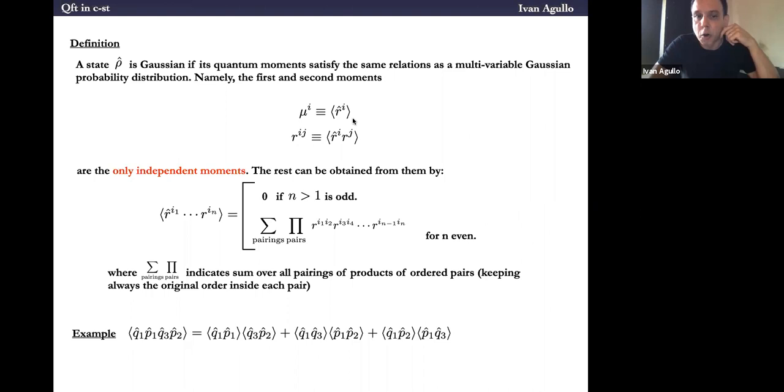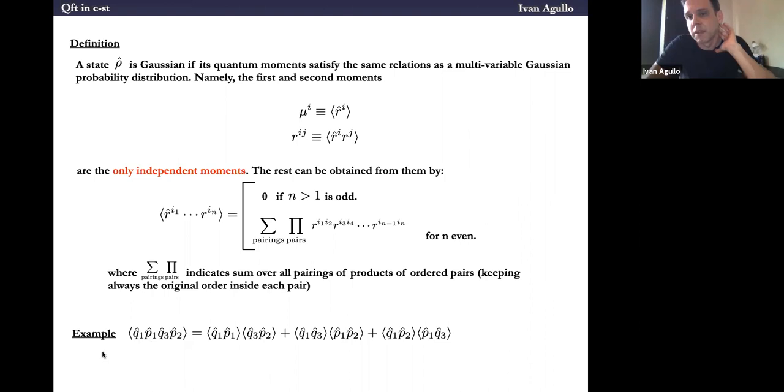How? The nth moment is zero if n is odd, except for n equal one that we have the mean. And even moments can be obtained as products of second moments. You have the definition here. Let me give you an example. If I ask you what is this fourth order moment, this is given by the product of couples, Q1, P1, Q3, P2, all couples. There are three couples you can make out of this, and you need to keep the original order. And this is an equality for all Gaussian states.